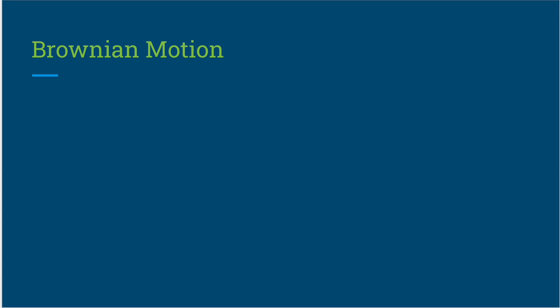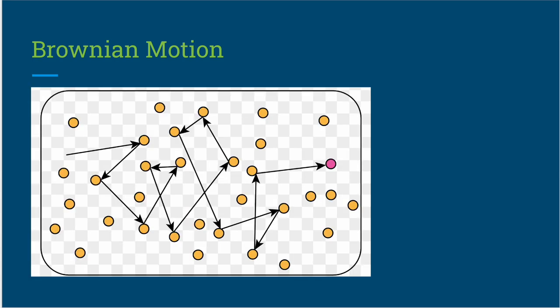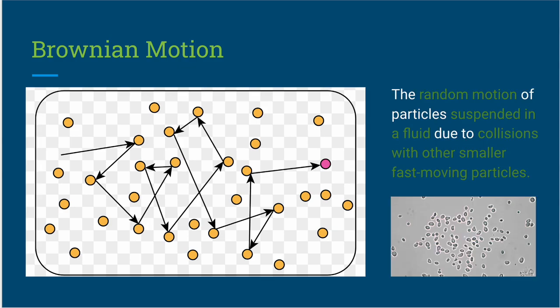So next we have Brownian motion, which looks like this in a particle diagram, and it's defined as the random motion of particles suspended in a fluid due to collisions with other smaller fast-moving particles. An example of this is when pollen grains are placed in water. They move around in random directions since they experience collisions with the smaller water particles, and if you were to view it through a microscope, it would look like the bottom right photo.